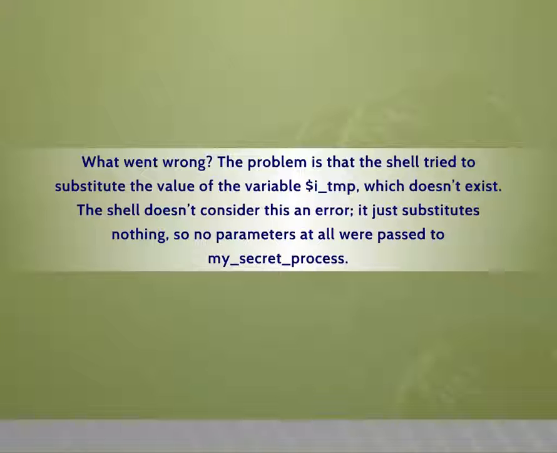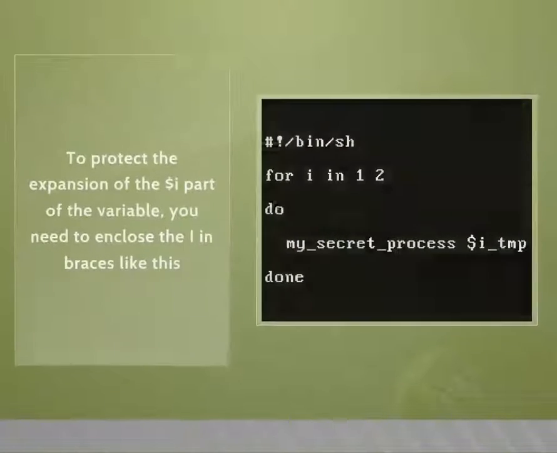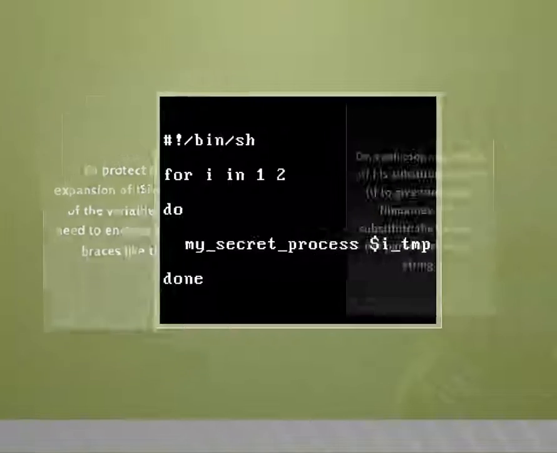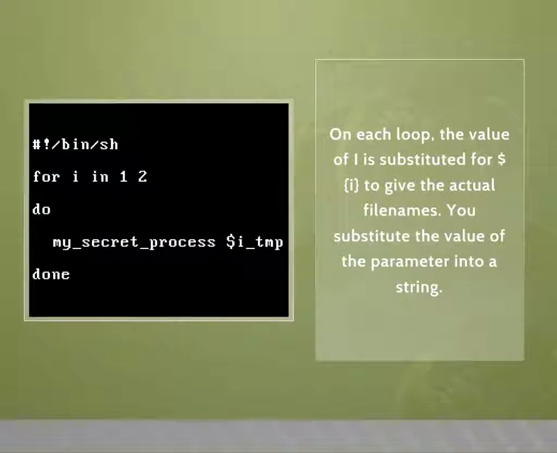What went wrong? The problem is that the shell tried to substitute the value of the variable $i_temp, which doesn't exist. The shell doesn't consider this an error. It just substitutes nothing. So no parameters at all were passed to my_secret_process. To protect the expansion of the $i part of the variable, you need to enclose the i in braces like this. On each loop, the value of i is substituted for ${i} to give the actual file names. You substitute the value of the parameter into a string.